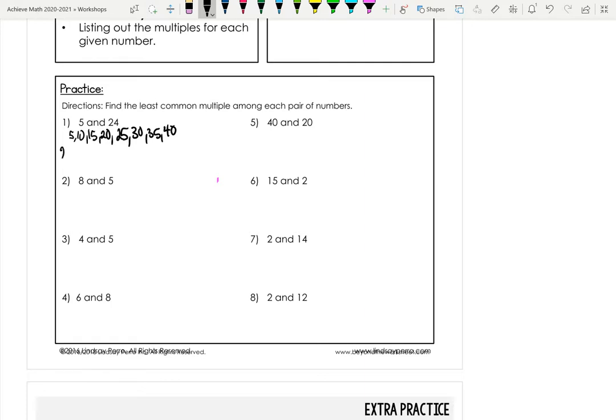Now I'm going to do 24. 24 plus 24 if I need to. I'm not using a calculator. I use some scratch paper to help process the information. And I don't have any numbers in common, so I'm going to keep on going. 72 plus 24, 96.